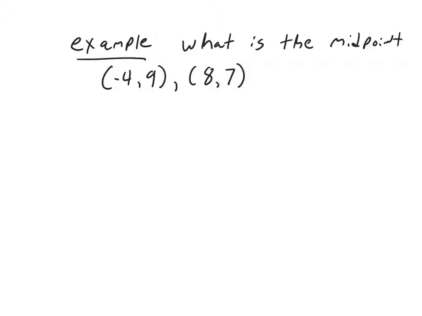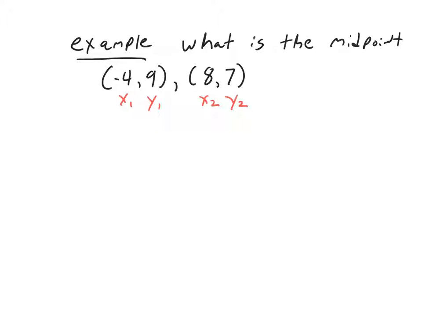Okay, here's an example. So we're asking, what is the midpoint from negative 4x and 9y, so this would be x1, this would be y1, to 8x and 7y. So that's x2, and the 7 will be y2. Alright, so let's put those in the formula.